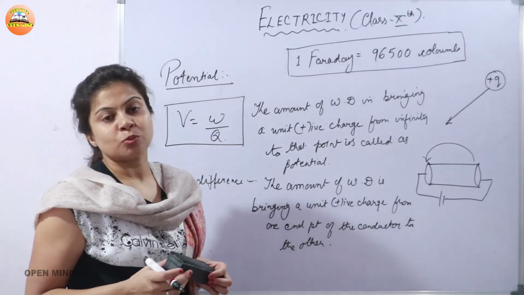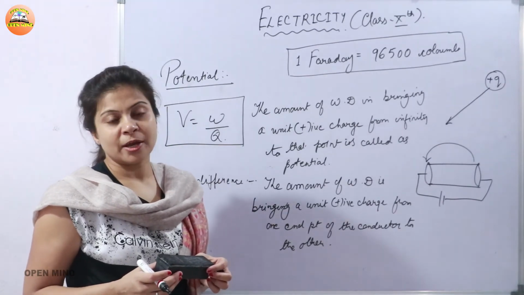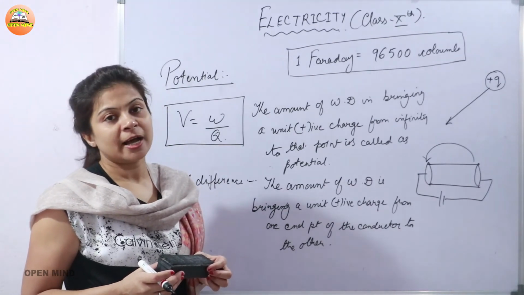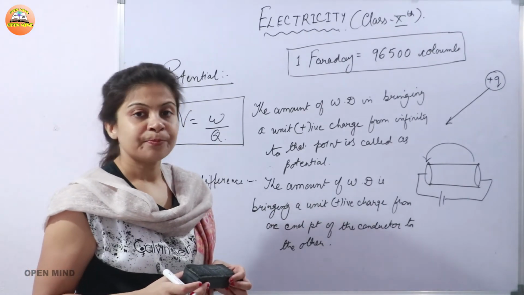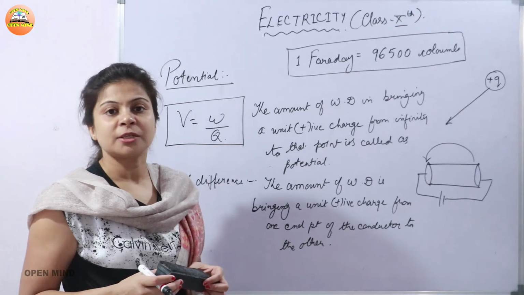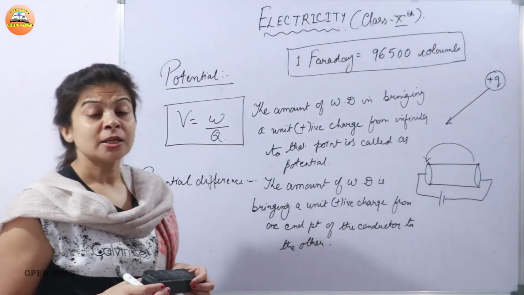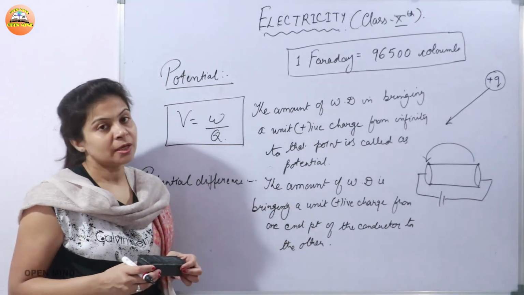Then the second one is what is current. The rate of flow of charges is known as current. You can represent it mathematically as I = Q/T. Then what is 1 ampere? I defined that when 1 coulomb of charge flows through the conductor in 1 second, then the amount of current flowing through the conductor is said to be 1 ampere.